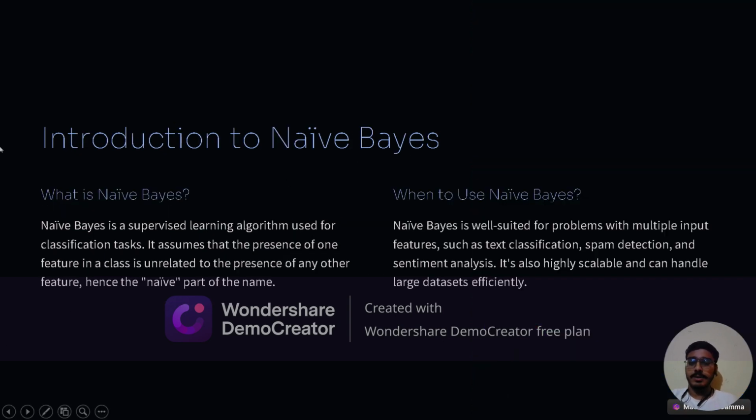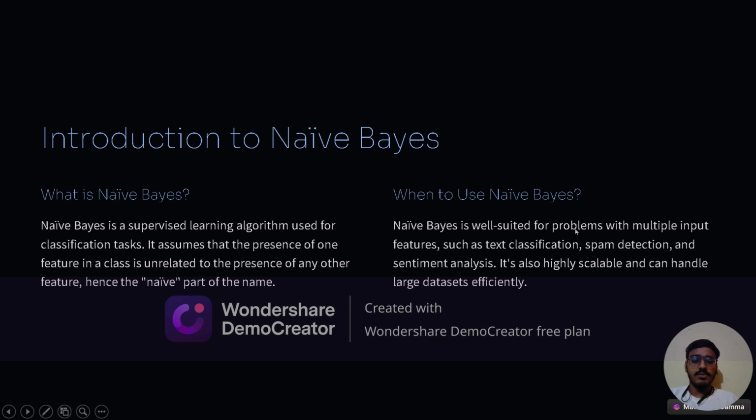Introduction to naive Bayes. What is naive Bayes? Naive Bayes is a supervised learning algorithm used for classification tasks. It assumes that the presence of one feature in a class is unrelated to the presence of any other feature, hence the naive part of the name. When to use naive Bayes?